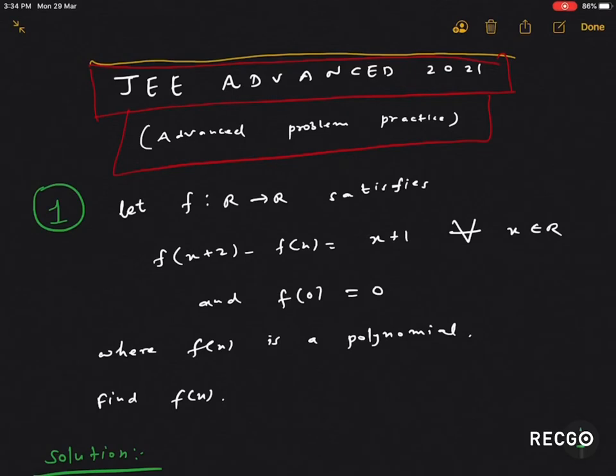The question is saying that let f: R to R, it may be a relation also, it may be a function also. The question is not specified. It's saying that it satisfies f(x+2) minus f(x) is equal to x plus 1 for all x belongs to R, and f(0) is equal to 0, where f(x) is a polynomial. Now this is a key point. This is a key word, that f(x) is a polynomial. We have to find the polynomial f(x), right?